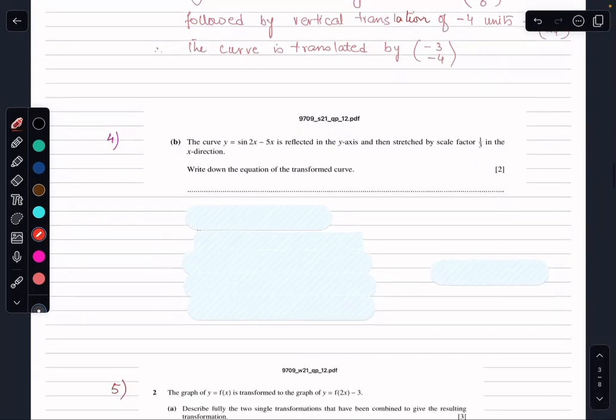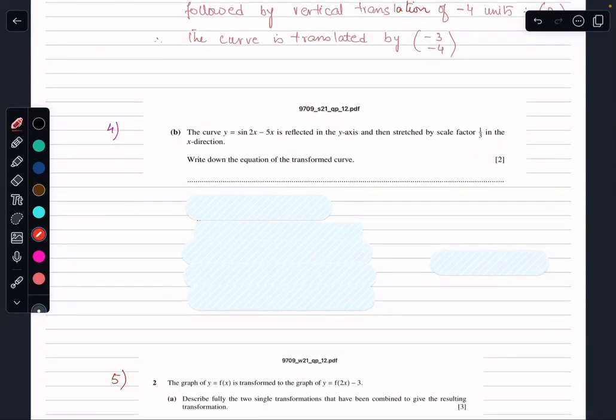Let's do another question. This question is from summer 21 variant 2, and it says that the curve y equals sine 2x minus 5x is reflected in the y-axis and then stretched by scale factor 1 by 3 in the x direction. Write down the equation of the transformed curve.